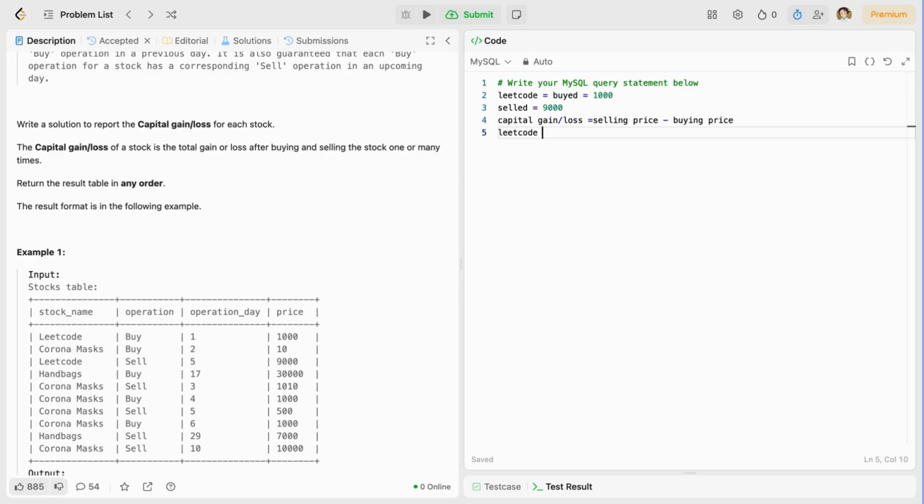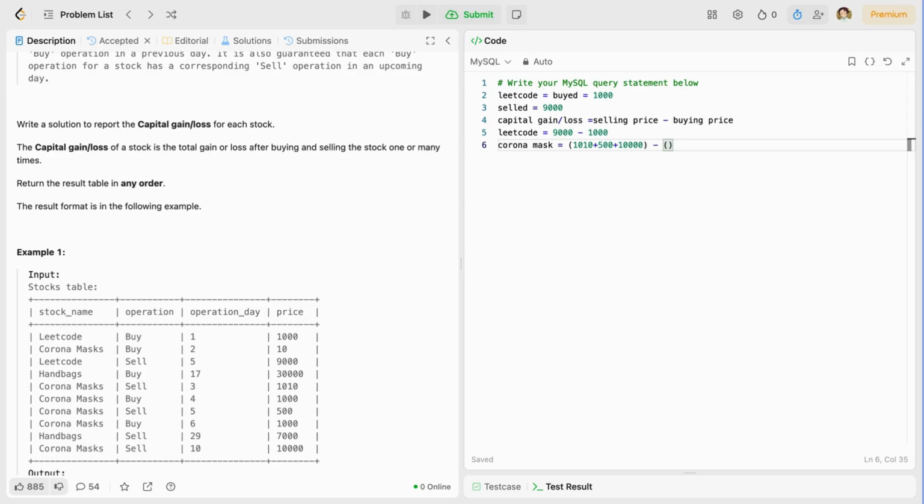For Leetcode, it was sold for 9,000 and it was bought for 1,000. And for Corona Mask, let me make it separately. Corona Mask was sold for 1,010 plus, again it was sold for 500 plus, again it was sold for 10,000, minus the buying price.